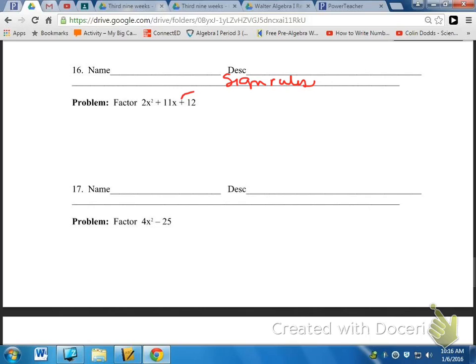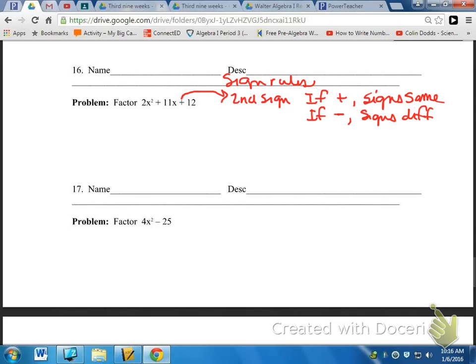Okay, based on this second sign, if it's positive, signs will be the same. If it is negative, signs will be different. That's the first thing that you need to look for, that second sign. If it's a plus, the signs will be the same. If it's minus, the signs will be different.